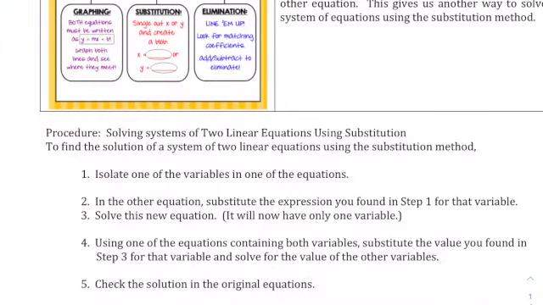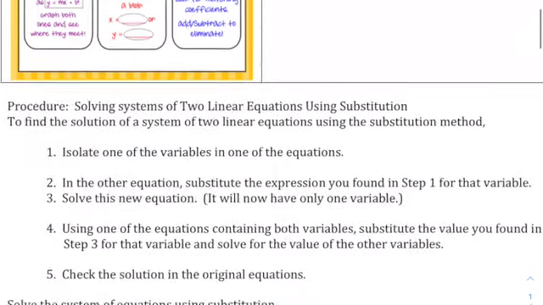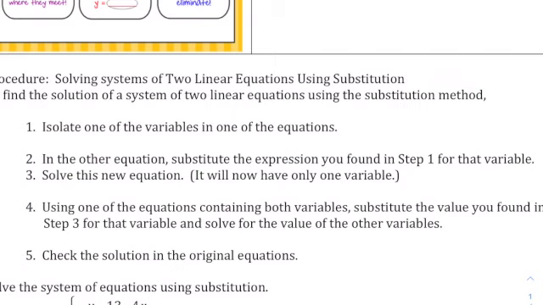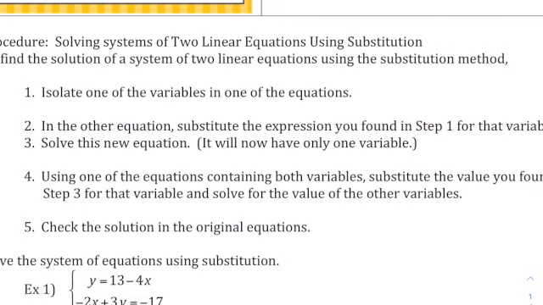The procedure, just in case you don't remember, for solving systems of two linear equations using substitution is: 1. Isolate one of the variables in one of the equations. 2. In the other equation, substitute the expression you found in step 1 for that variable. 3. Solve this new equation. It will now only be one variable, so it should not be x and y, it should be either just x or just y.